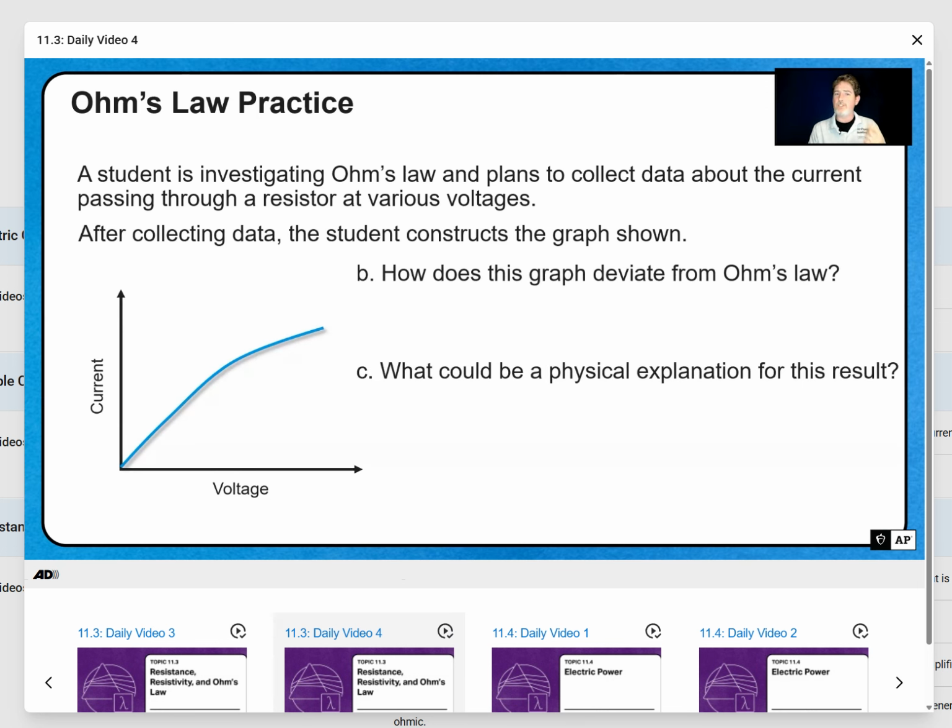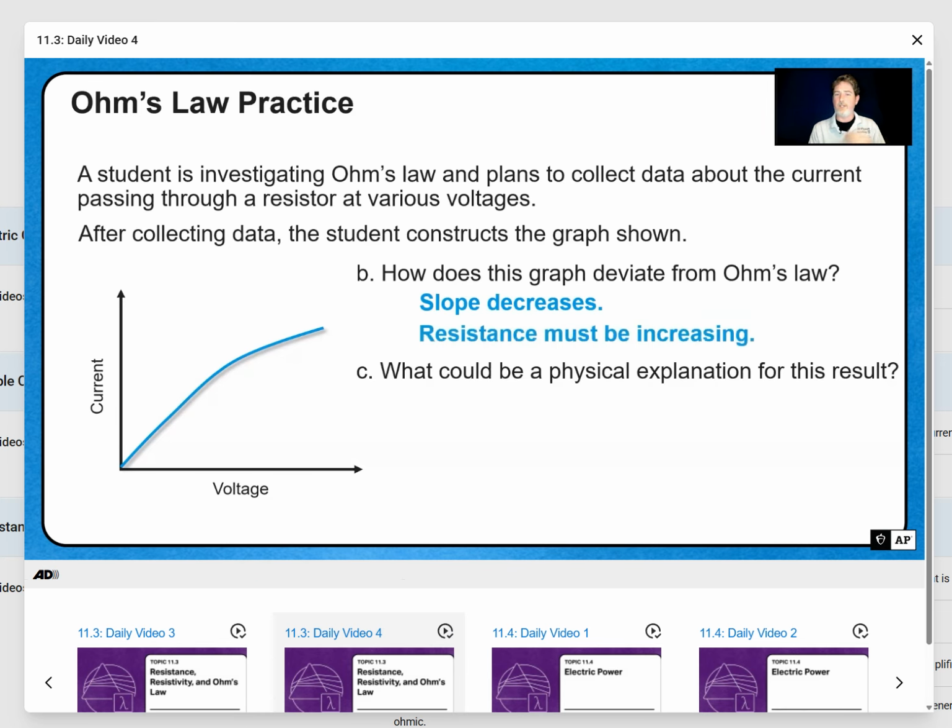So how does this graph deviate from Ohm's law, and what could be a physical explanation for this result? Go ahead, pause the video, and sketch down an answer. It deviates from Ohm's law because the slope is decreasing, which means that the resistance must be increasing, because 1 over R is our slope. And we know that it should be a constant line. An explanation for this is that the resistor may be heating up, which is increasing the resistivity of the material, causing the resistance to change.